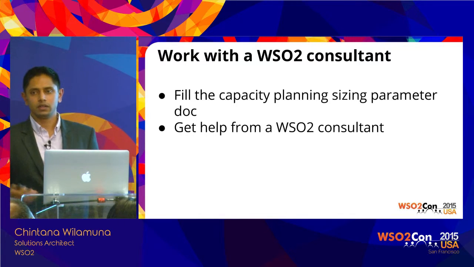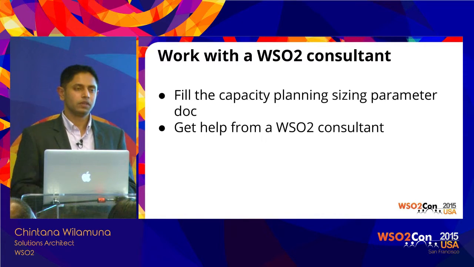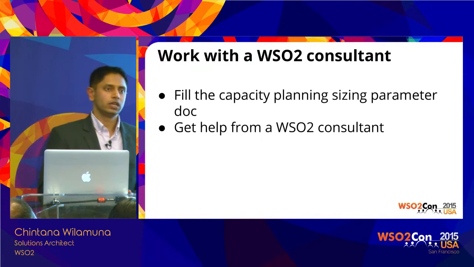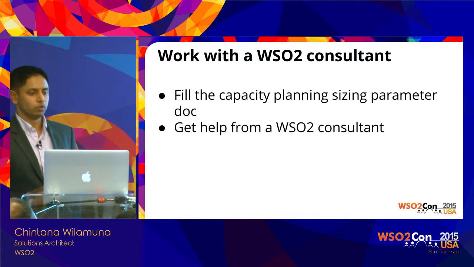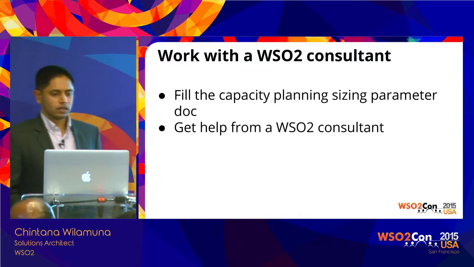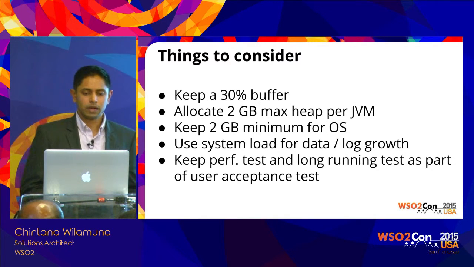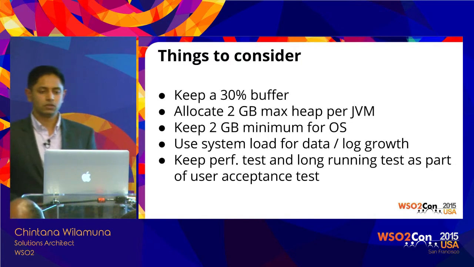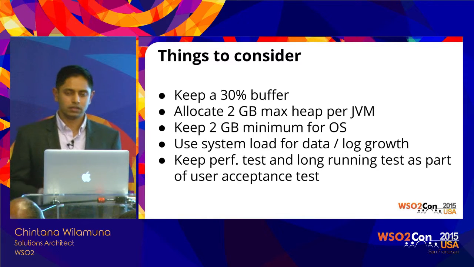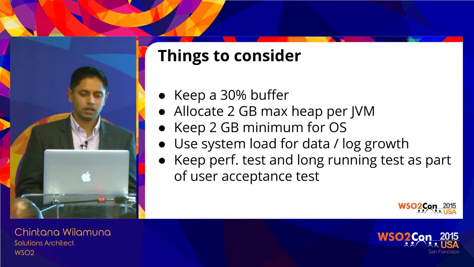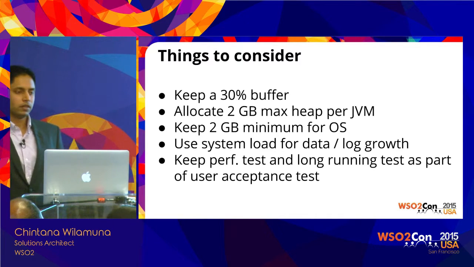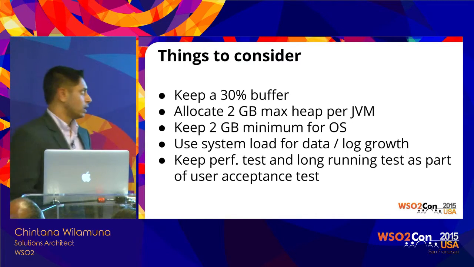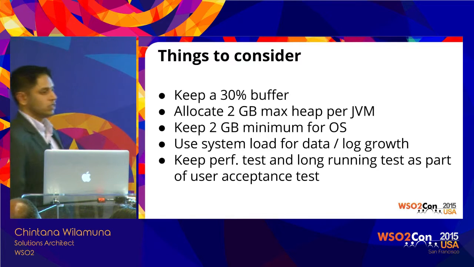We have a document that we send to customers to get their feedback on the maximum, average and minimum message sizes and throughput. Things to consider when you are doing capacity planning: it's best to keep a 30% buffer. We have found that this works well in a number of other deployments, when you have a 30% buffer for capacity, and allocate 2 GB maximum heap size per JVM.